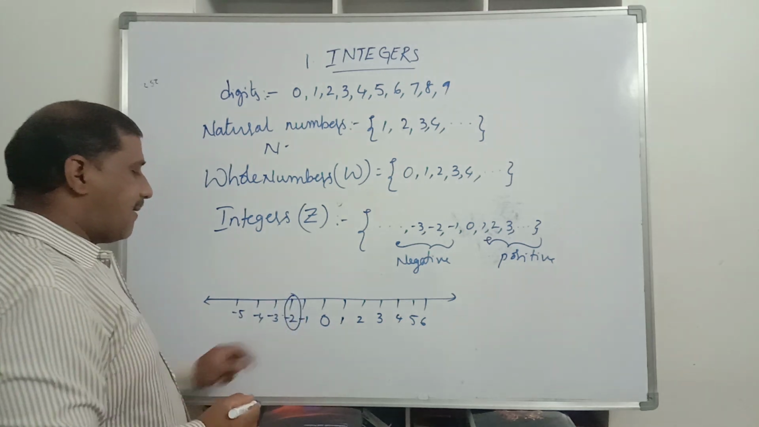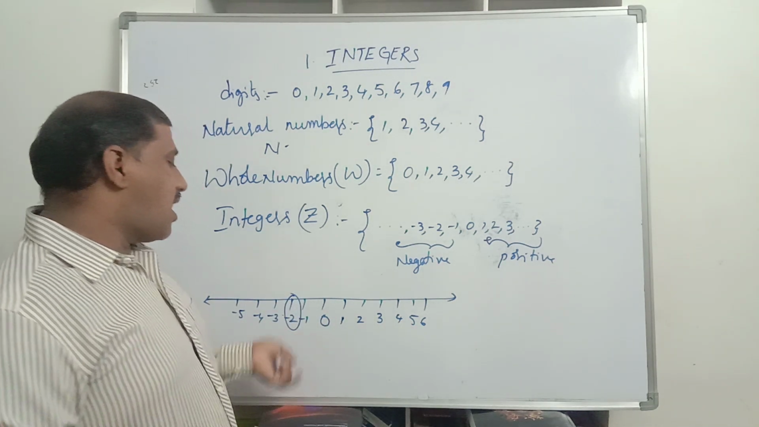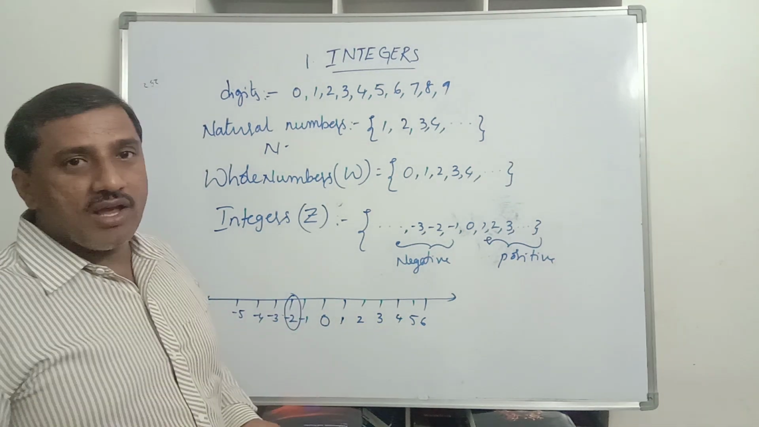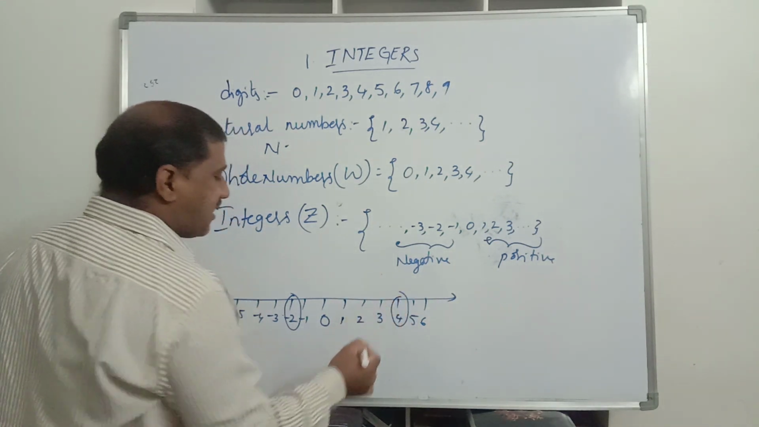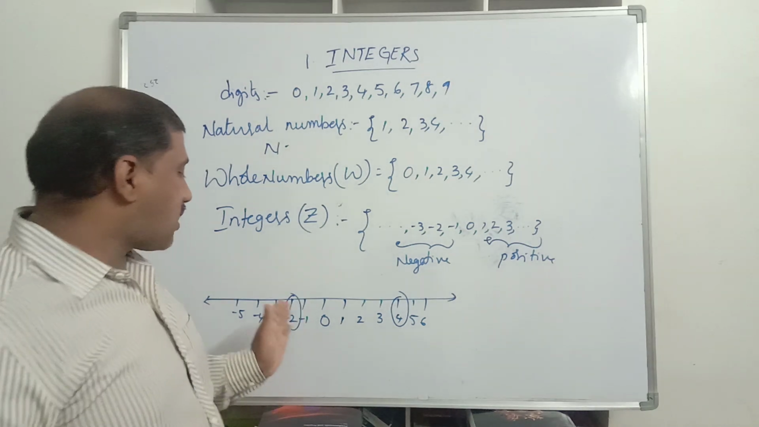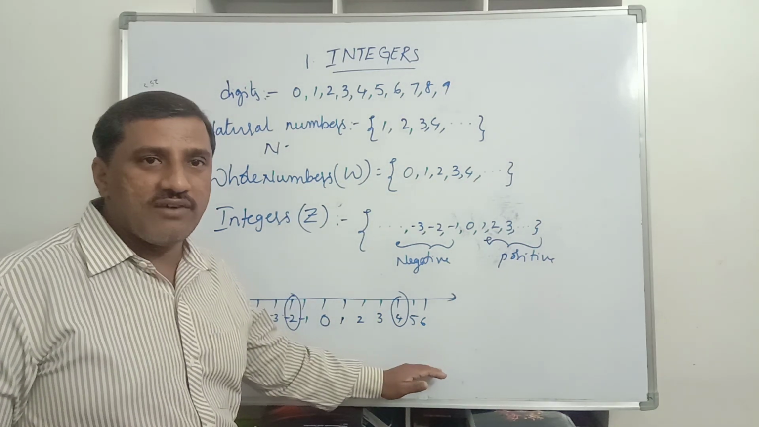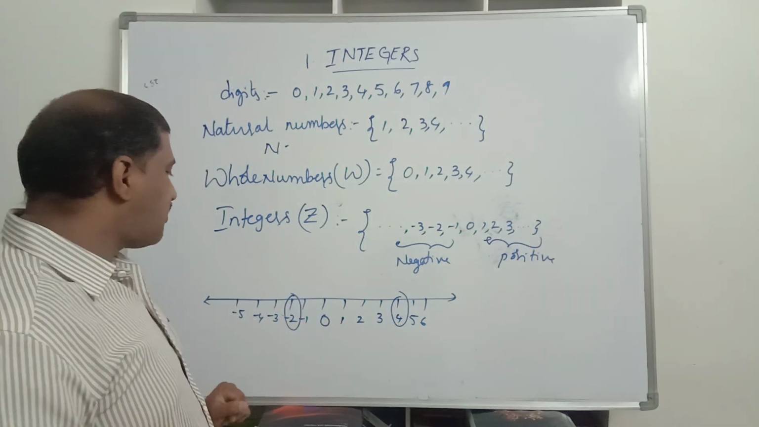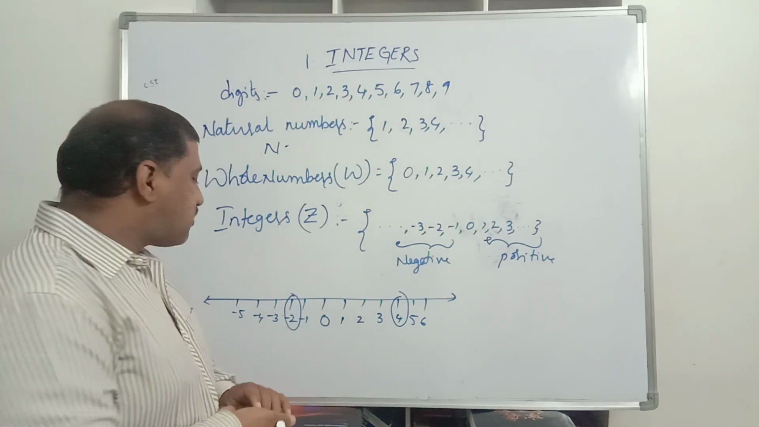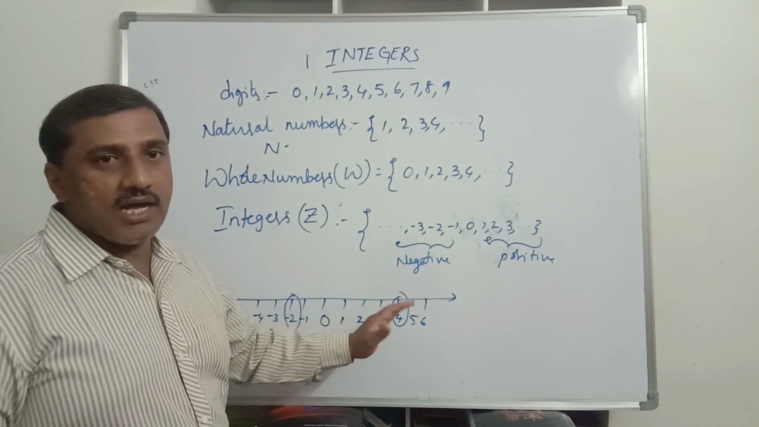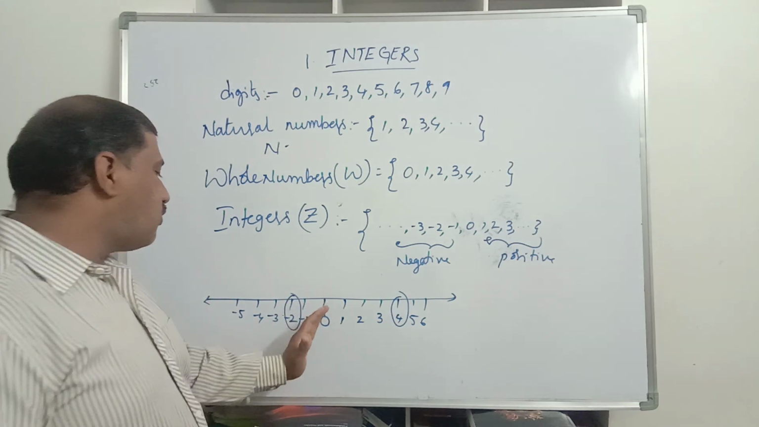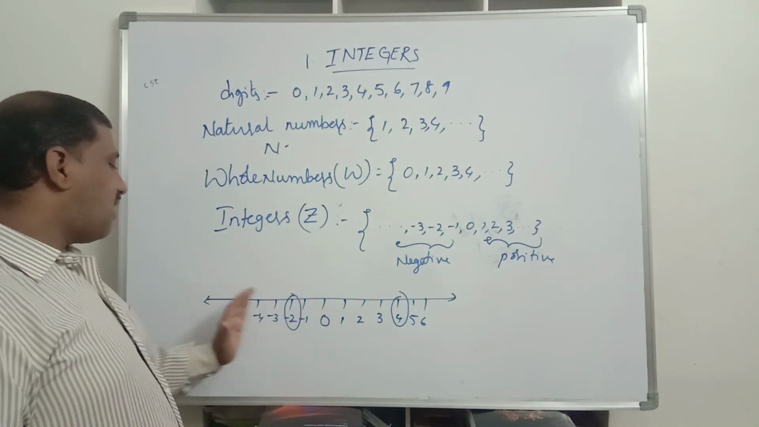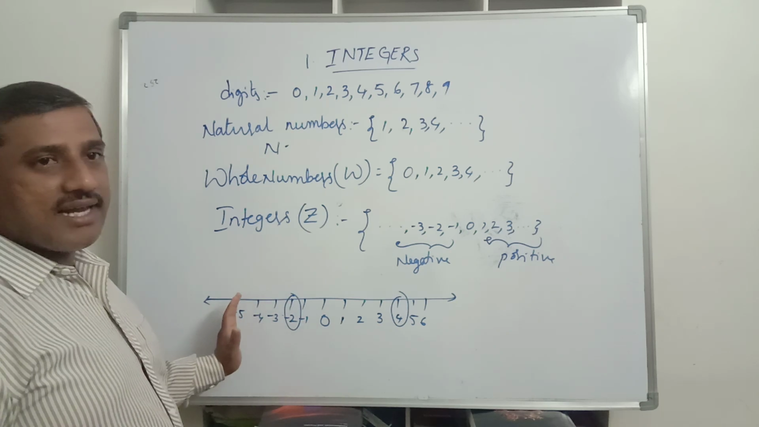On the left side of 0 you will see -2, and on the right side, if you want to locate 4, this is the 4. So the right side of 0 has the positive integers, and the left side of 0 has the negative integers. As we move from 0 to the right, the value increases. As we move from 0 to the left, the value decreases.